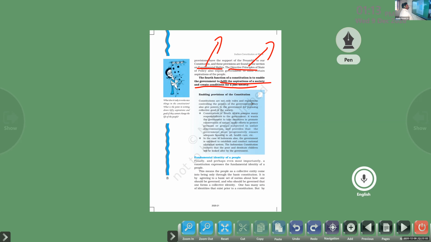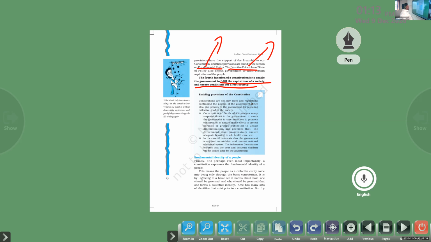Okay, next one. The Constitution provides that the government must progressively ensure adequate housing for all, healthcare, etc. At the same time, it is the government's responsibility to provide housing, education, and healthcare for the people in the society. So that's what the Constitution of South Africa says. Next one, in the case of Indonesia also, the government is enjoined to establish and conduct a national educational system.